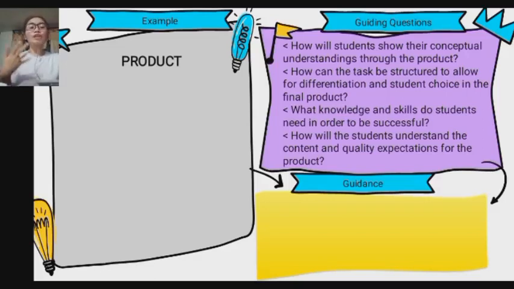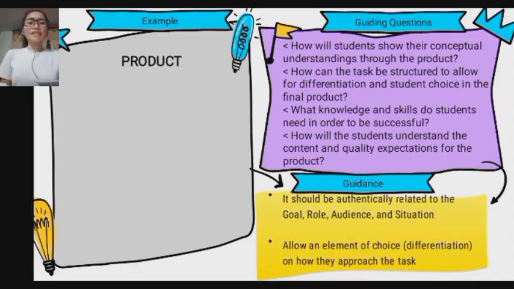Because, in crafting a product, you really need to possess such knowledge and skills in order for you to effectively craft or create an effective and productive outcome, which is the product. And lastly, how will the students understand the content and quality expectations for the product? So we have here the guidance.